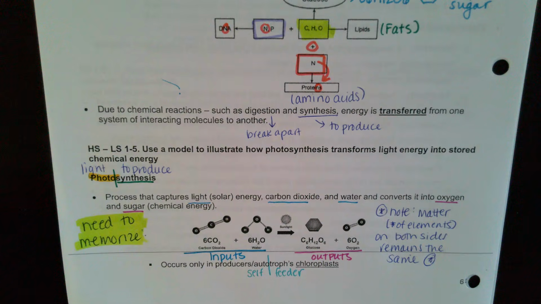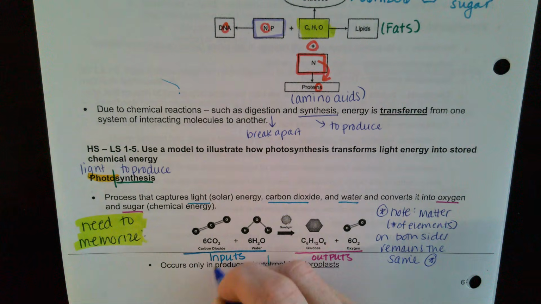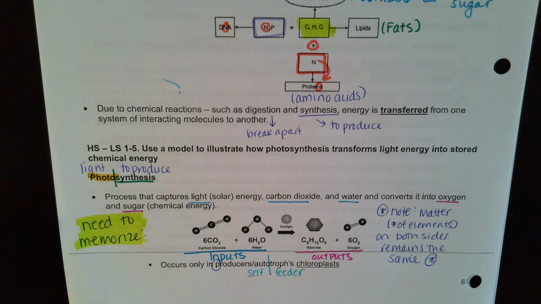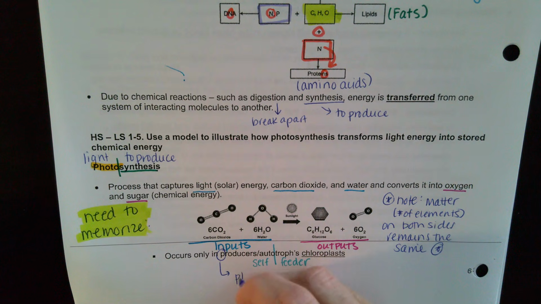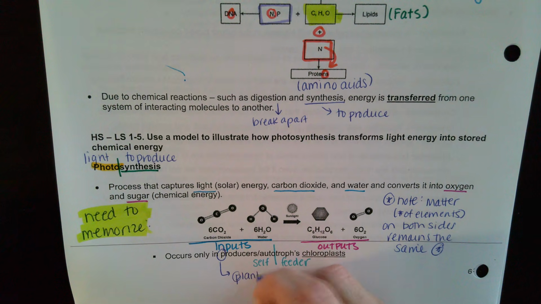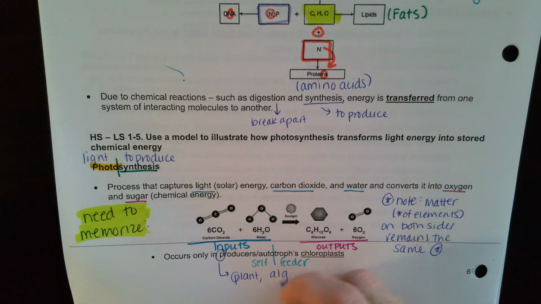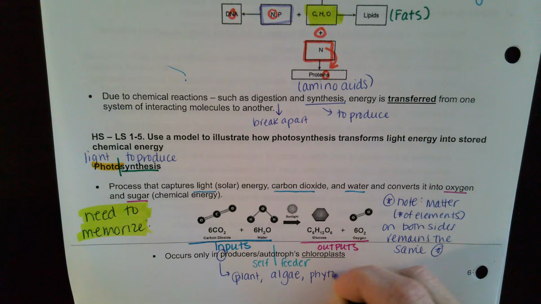Other things that we want to keep in mind, right? Other words you might see that have to do with producers could be plant. You might see algae. You also might see phytoplankton.